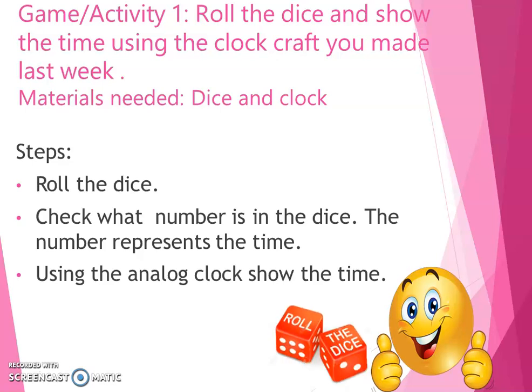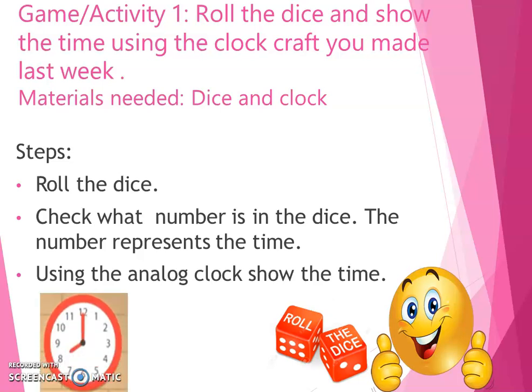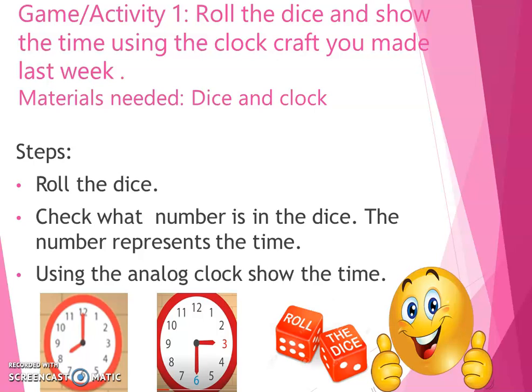So we have here the dice. You need to roll the dice, and whatever number will be on top, that will be the time. So use your analog clock. You need to show your time. You understand? Okay.